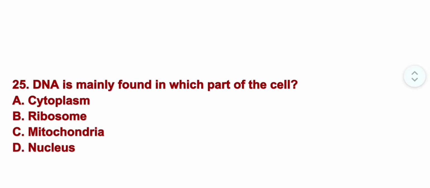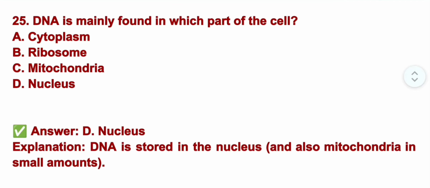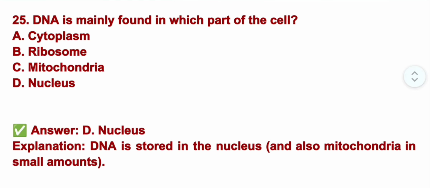Question number 25. DNA is mainly found in which part of the cell? The correct option is option D. Nucleus. DNA is stored in the nucleus and also in mitochondria in small amounts.